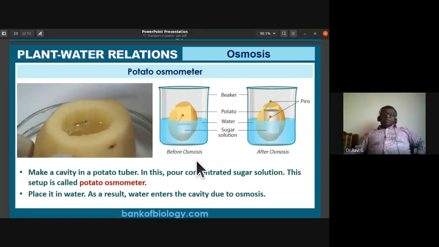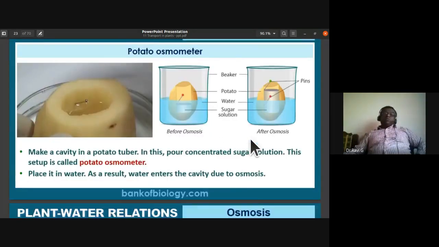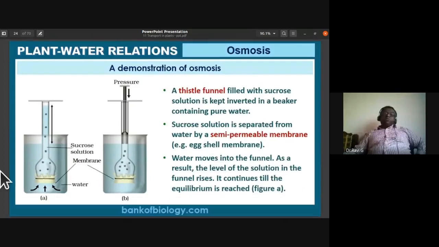So you can see before osmosis, the level of this dot pin was lower. After osmosis, the level of water within this cup is higher. So that is because of osmosis. The Thistle funnel experiment, we call this the physical experiment.